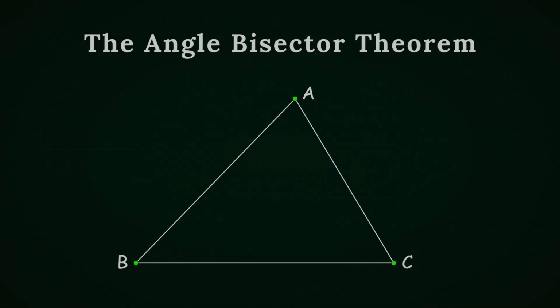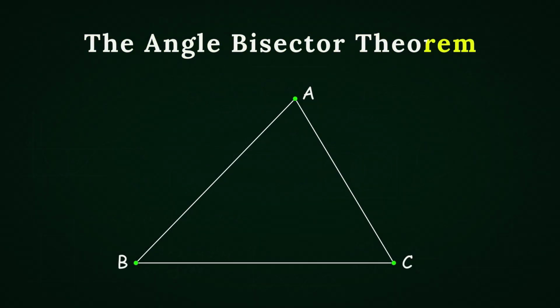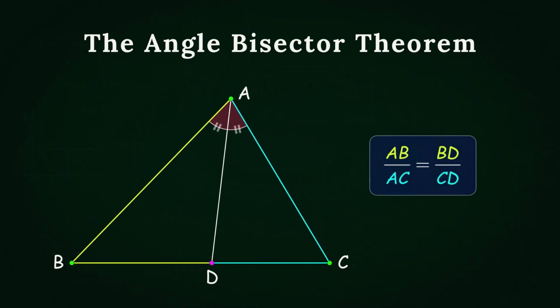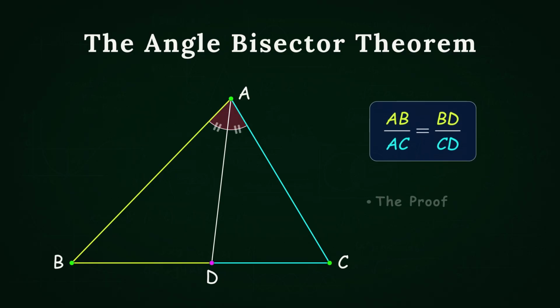Today, we're going to explore the angle bisector theorem. It states that an angle bisector divides the opposite side in the same ratio as the adjacent sides. It's a powerful result that appears in many geometry problems. We'll start with the proof, and then apply it in practice to solidify our understanding. Let's get started.